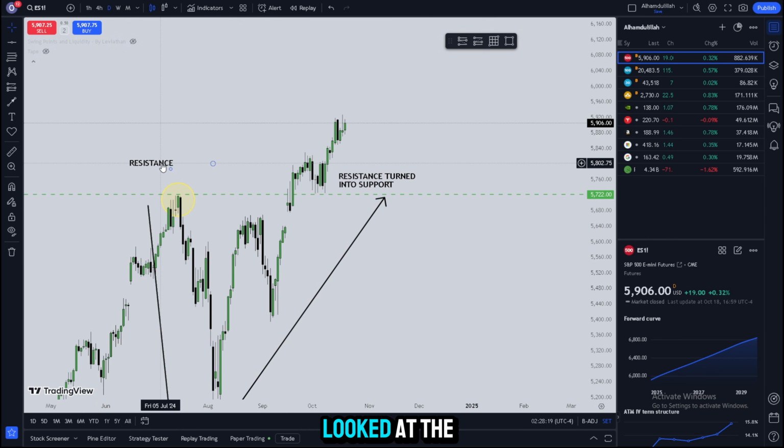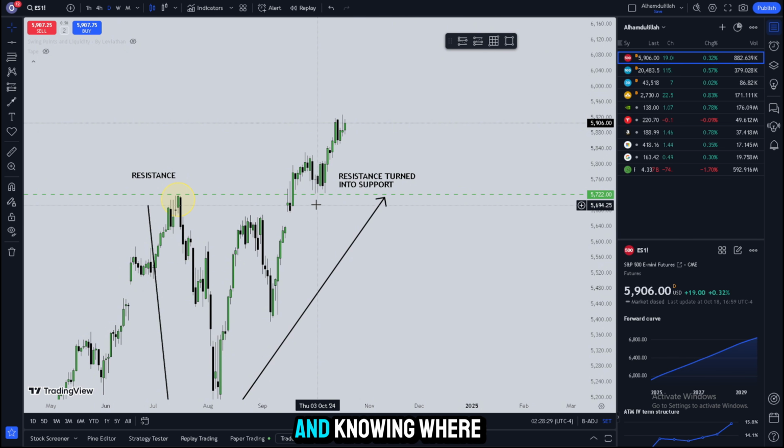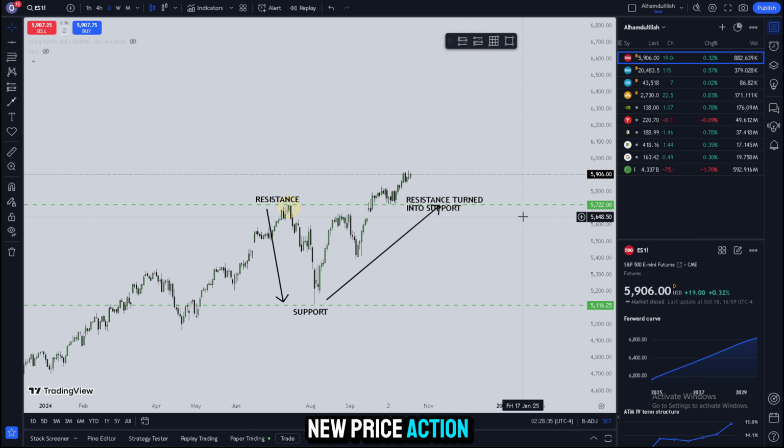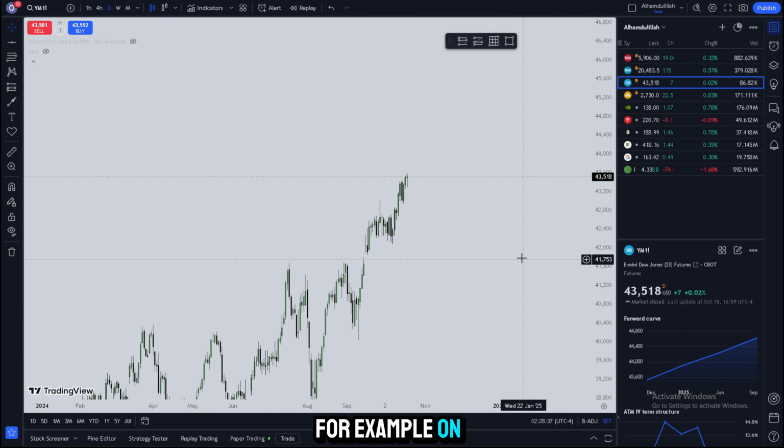Because we just looked at the reversal point. Just by identifying the reversal point, you were able to get off a trade and potentially catch a supply setup off of this, just by noticing and knowing where the market is going to reverse at, and you can use old price action and congruency to new price action. Let's check this out, for example, on YM.